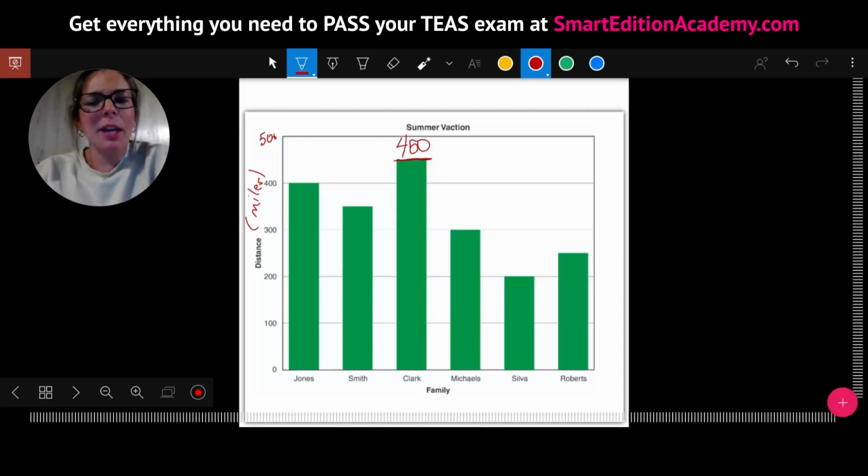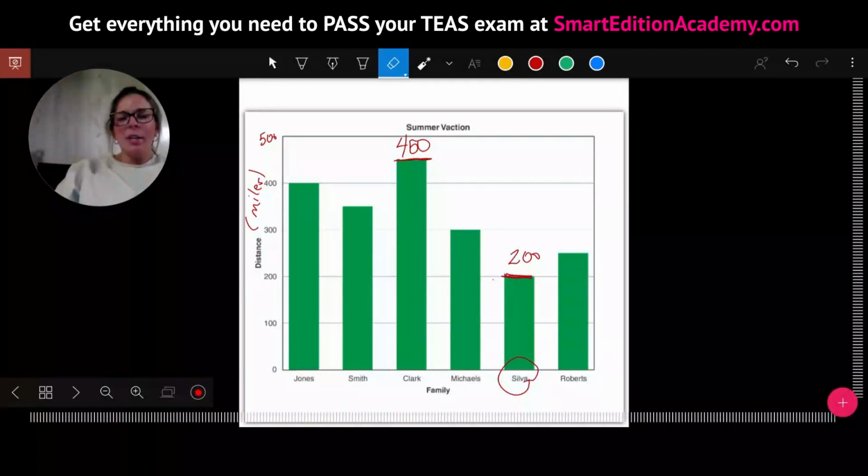So it looks to me like if we're looking for the one who stayed the closest to home, who traveled the least amount of distance, it would be the lowest bar here, which is the Silva family. And if we just go over, right, that's where we can find how far they traveled. They traveled 200 miles.